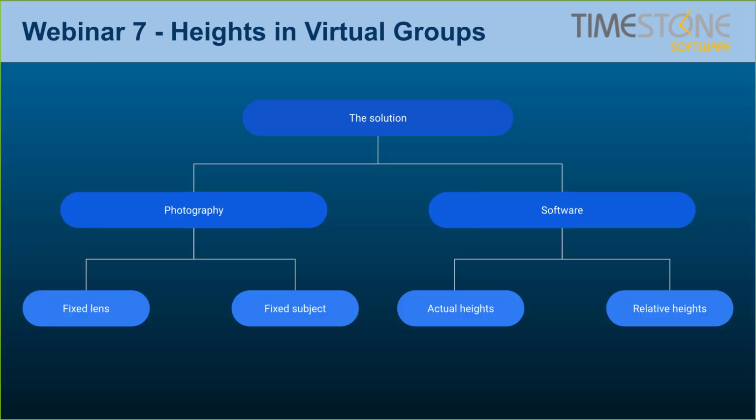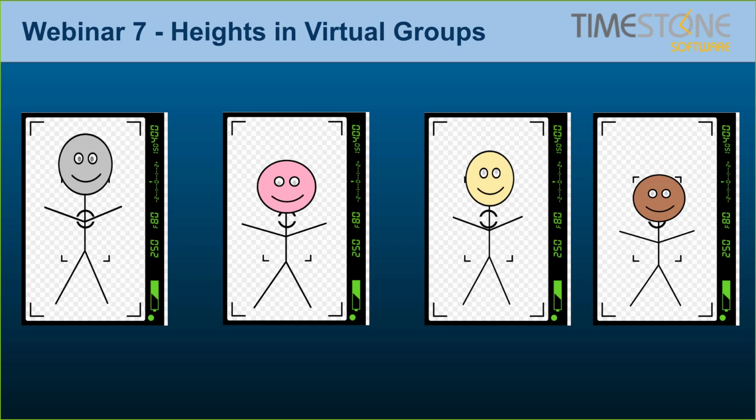So let's continue looking at the photographic solution. Here's a mock shoot. We've got the camera viewfinder, and this is what we've done here with this camera exactly as I've described. You can see the 4 subjects, Mr. Grey, Mr. Pink, Mr. Yellow, and Mr. Brown, are all standing pretty much in the same spot. The camera has not moved.